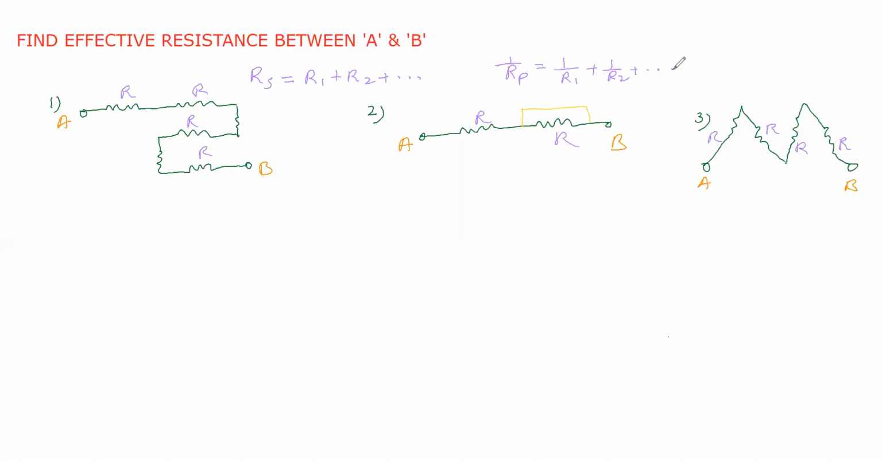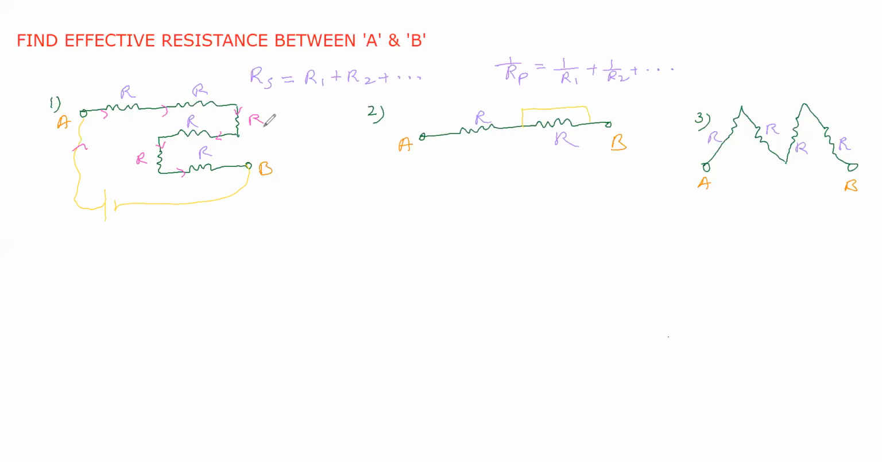In the first problem, see here, all the resistors are in series combination. How do we know whether resistors are connected in series combination? We have to assume that points A and B are connected to a battery. If the current through all the resistors is the same, then the combination is said to be series combination.